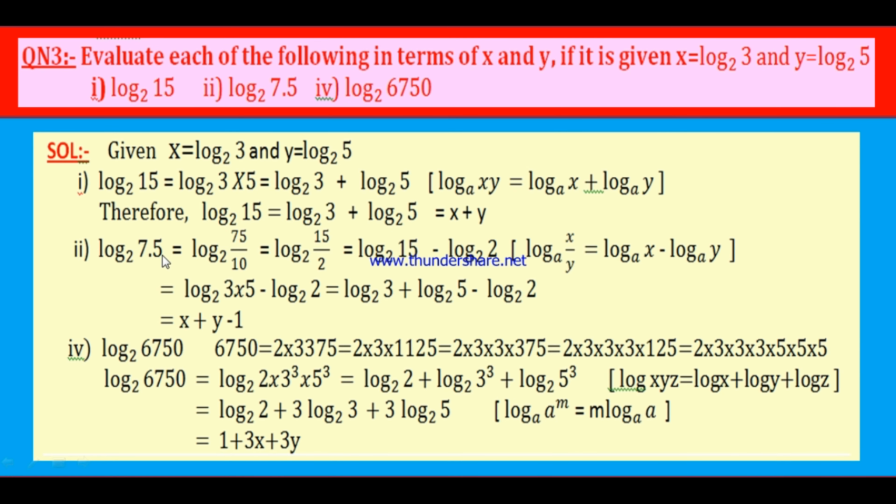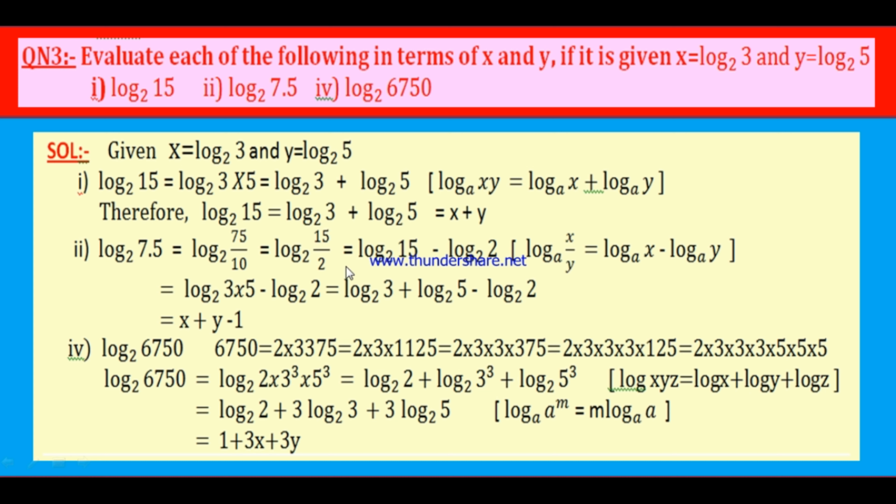Log 7.5 to the base 2. You can write this decimal number as a fraction. It is log 75 by 10 to the base 2. Now let us simplify this. You can cancel 5 in both numerator and denominator. 5 in 75 is 15 times and 5 in 10 is 2 times. Therefore, this is log 15 by 2 to the base 2. This is in the form of log x by y. Log x by y is equal to log x minus log y. So log 15 by 2 is equal to log 15 minus log 2 if we apply this formula.